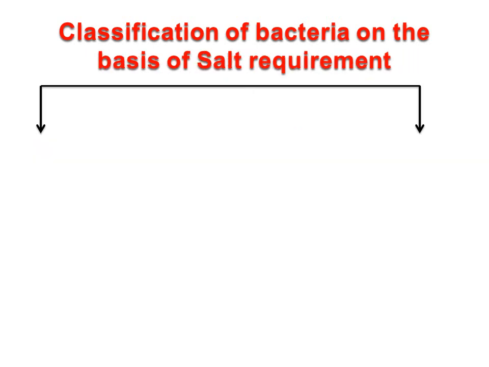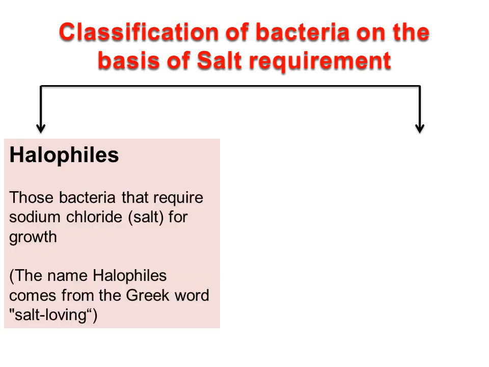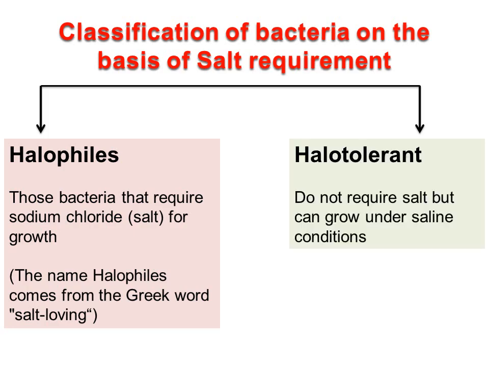Classification of bacteria on the basis of salt requirement. Halophiles are those bacteria that require sodium chloride or salt for growth. The name halophiles comes from the Greek word meaning salt-loving. Halotolerant organisms do not require salt but can grow under saline conditions.